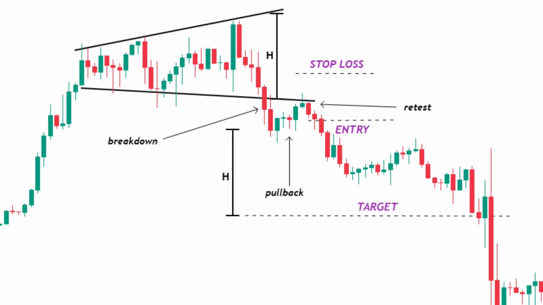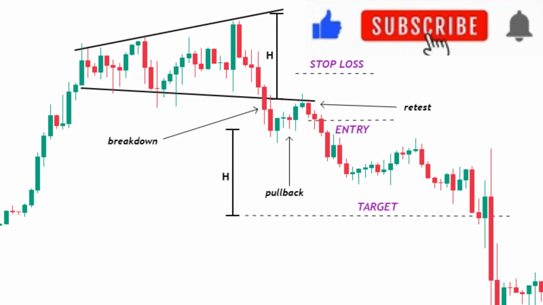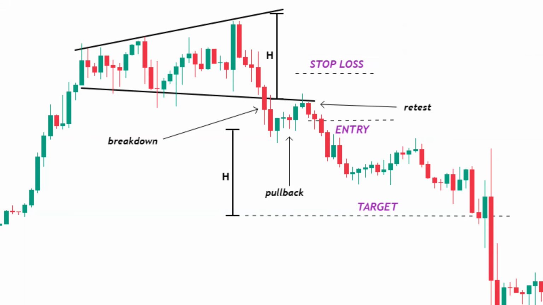This level used to act as support during the pattern formation. After the breakdown, the same line works as resistance. Price reaches this area and struggles to move higher. Buyers fail to push price back inside the expanding triangle. Once price turns lower again from the retest area, the entry is taken.